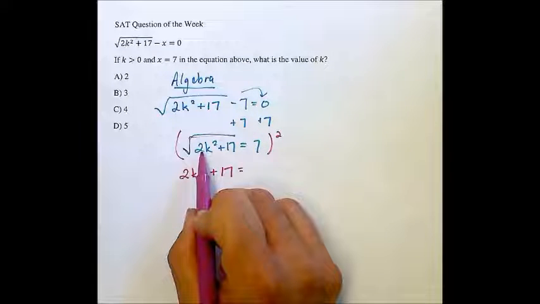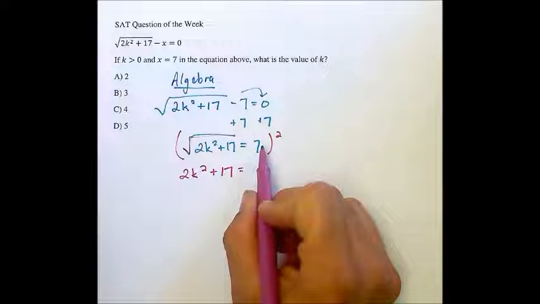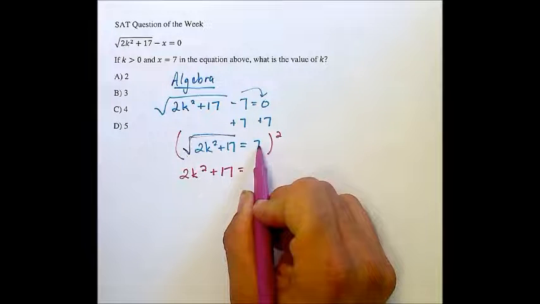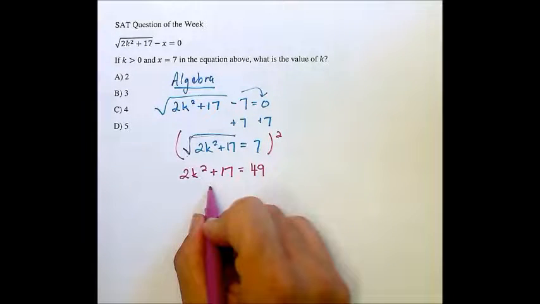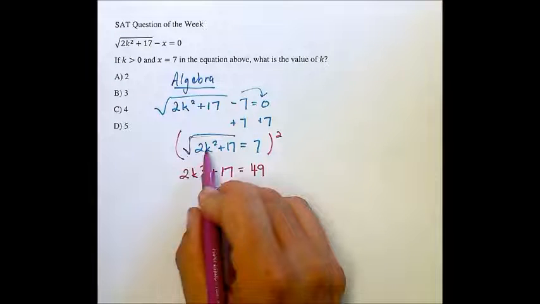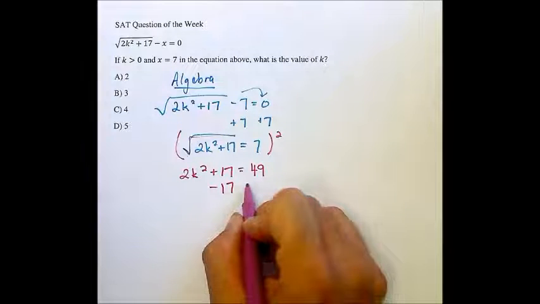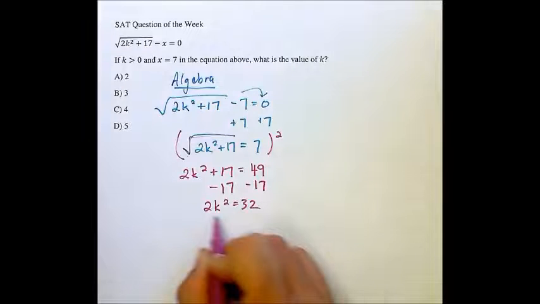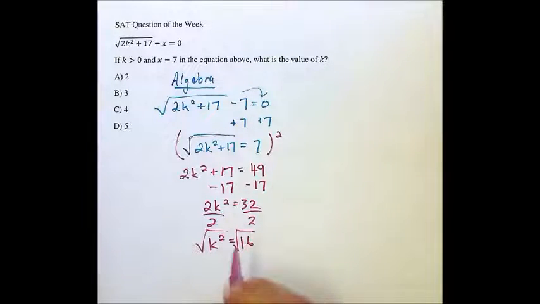Anything inside the square root doesn't change, but if you have something outside the square root, like the 7, that square is actually going to take effect there, so that'll be 49 here. So this will become a 49. And now we can more easily work towards getting k by itself. Subtracting 17 from both sides, 2k squared is equal to 32. We're going to divide both sides by 2. K squared is equal to 16. Take the square root of each side, and we have k is equal to 4.